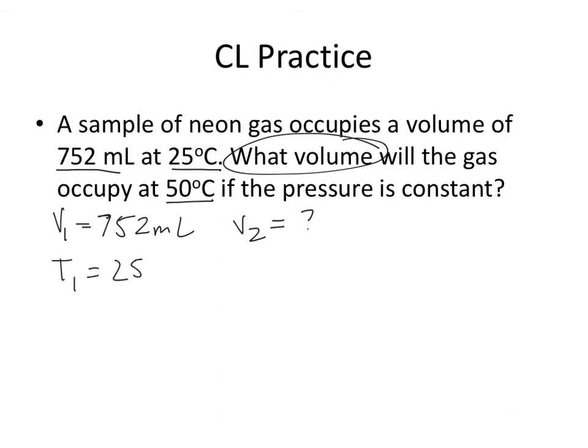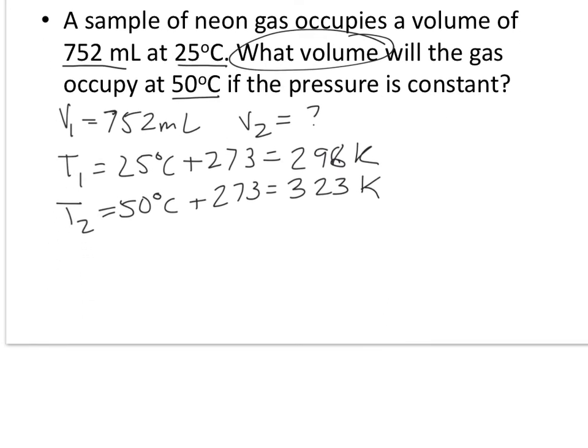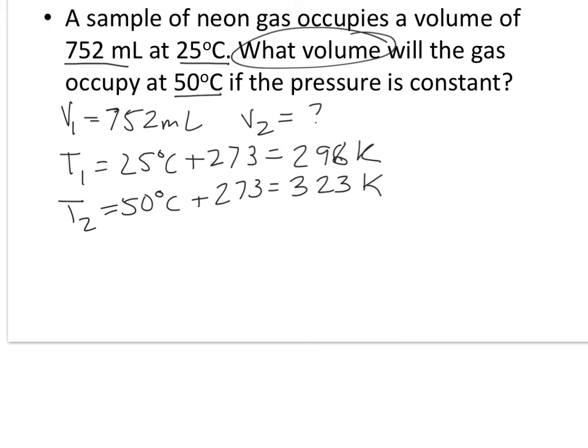T1 is 25 degrees Celsius, and remember we need to use Kelvin temperature, so we add 273 to it, and we get 298 Kelvin. T2 is 50 degrees Celsius. Again, we have to convert that to Kelvin, so that's 323 Kelvin. Notice that in terms of Celsius, it looks like we doubled the temperature, but in Kelvin we didn't really double the temperature. So I don't usually do doubling with temperatures because of that issue. If it looks doubled in Celsius, that doesn't necessarily mean that it was truly doubled.